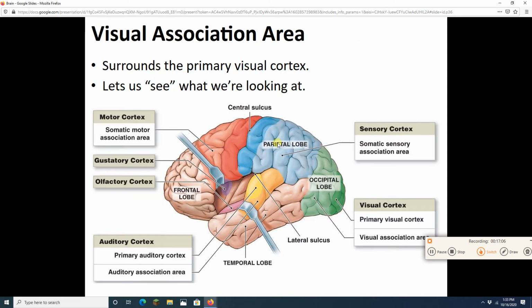All right. There's also a visual association area, which kind of like surrounds the primary visual cortex. This is where we figure out what we're actually looking at. Think about the primary visual cortex as just saying, there's light hitting my eyes. The visual association area is where we figure out what exactly we are looking at. What is this combination of light and shadow that we see? Is it a person? Is it a person's face? Did I know that person? Etc., etc., etc.